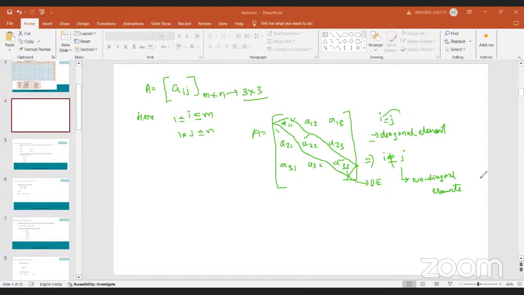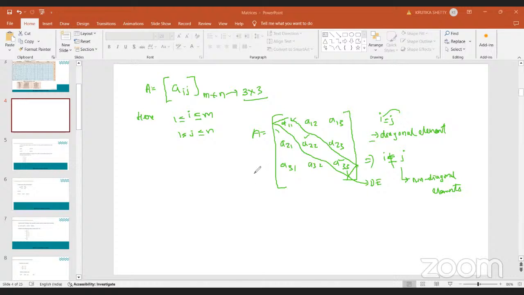Try to understand these, because based on this we will be defining the types of matrices now. So diagonal elements and then non-diagonal elements. In non-diagonal elements, i is not equal to j, and in diagonal elements, i is equal to j. So these 3 elements are called diagonal elements, and the remaining 6 elements are called non-diagonal elements.